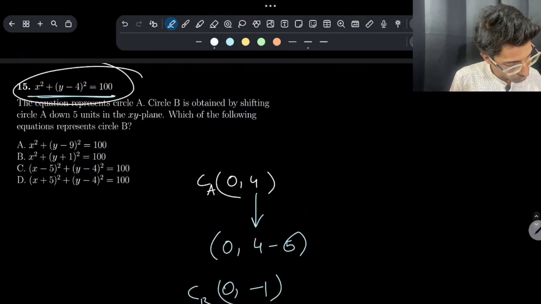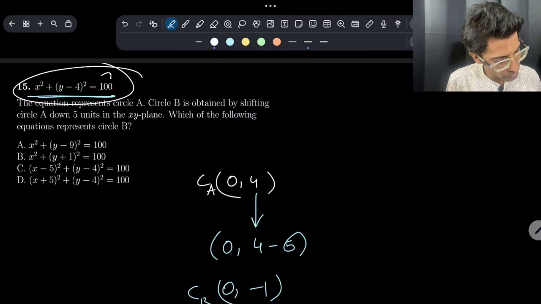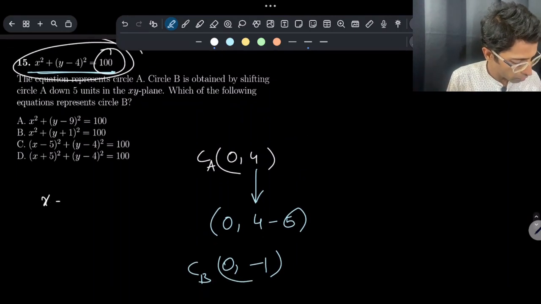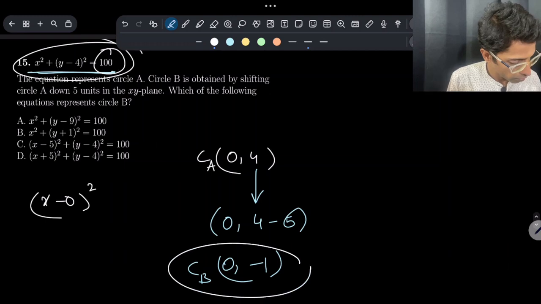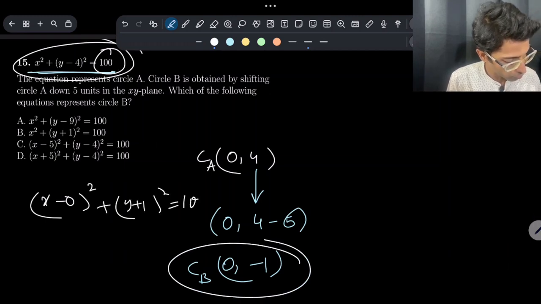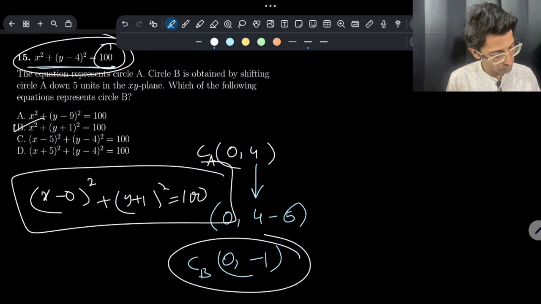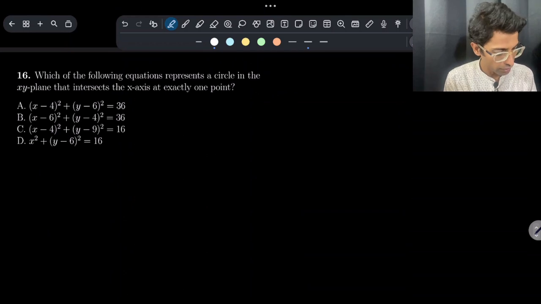Which of the following represents the equation of circle B? So the radius is not changing. I mean the square of the radius is not changing. So x minus 0 whole square plus y plus 1 whole square should be equal to 100. So that is what we are trying to find out in the answer. Yes, this is the answer. Now, go to the next question.